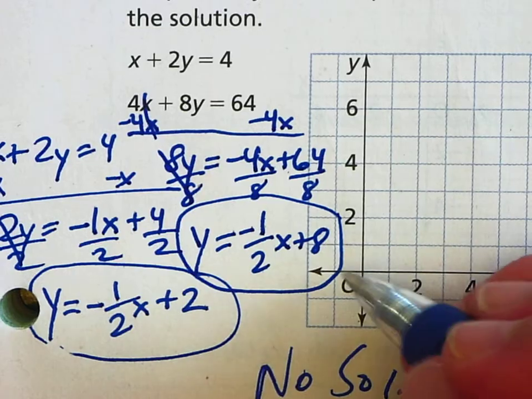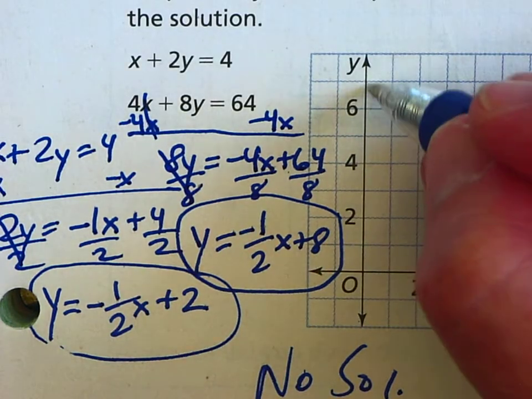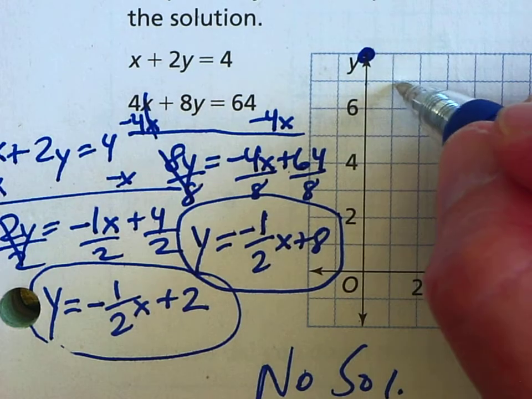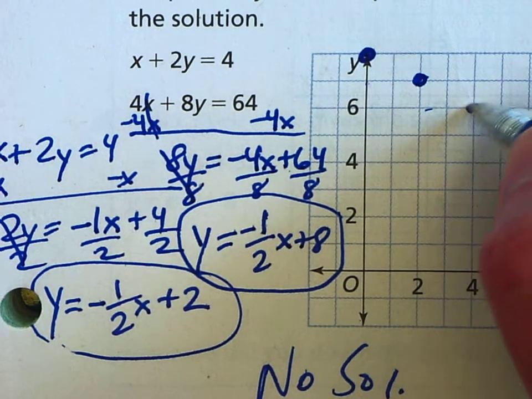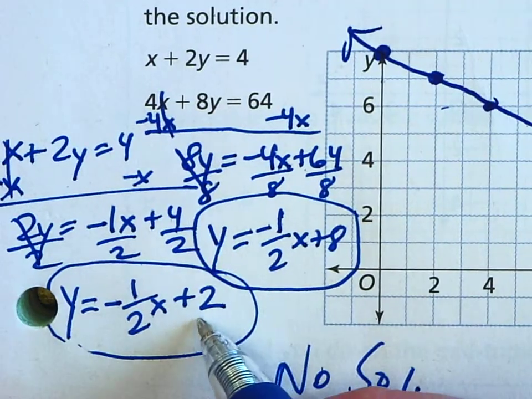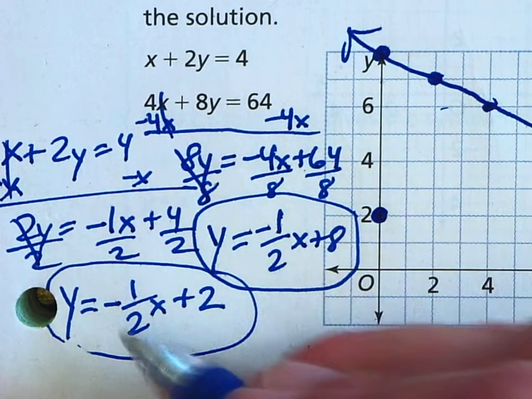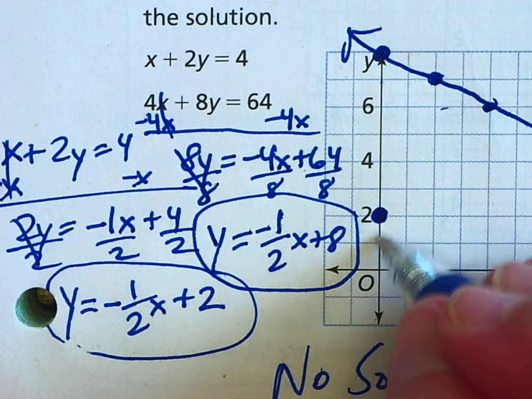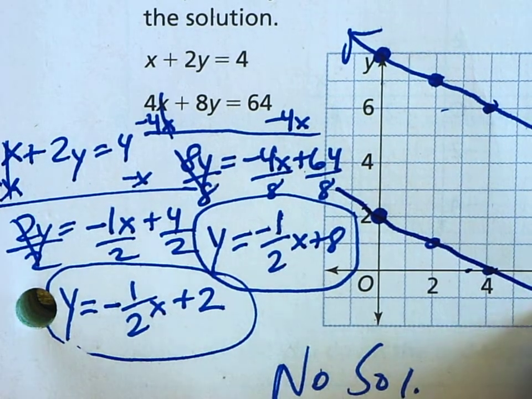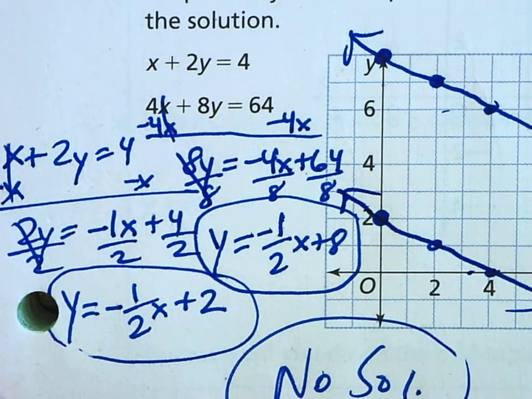So let's graph this. Let's graph 8 on the y. 6, 7, 8. And then I'm going to go down 1 over 2, down 1 over 2, down 1 over 2. Okay, and then let's graph 2 on the y. Graph your y-intercept first. And again, I'm going to go down 1 over 2, down 1 over 2, down 1 over 2. So again, these are parallel lines, no solution. I hope that helps.